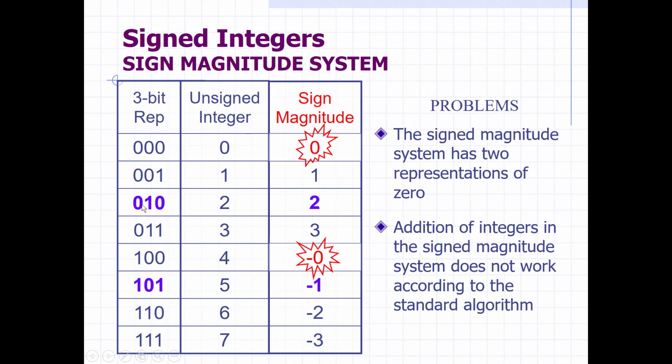Here's an example. If I try to add the number 2 and the number negative 1, if I take 0, 1, 0 and I add it to 1, 0, 1, these are, I'm going to make a subscript SM for sign magnitude. If we add those two strings together, we get 1, 1, 1. Well, the first number was the number 2, and the next number was the number negative 1, so we're expecting our answer to be 1, but our answer is turning out to be negative 3.